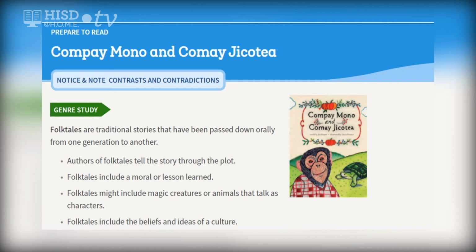Folk tales are often going to include a moral or a lesson learned. And these include beliefs and ideas of a certain culture.